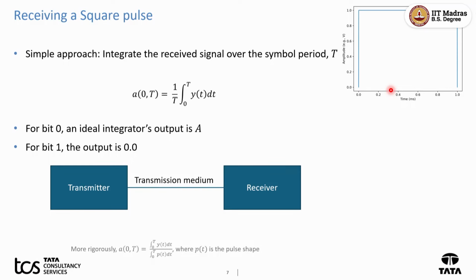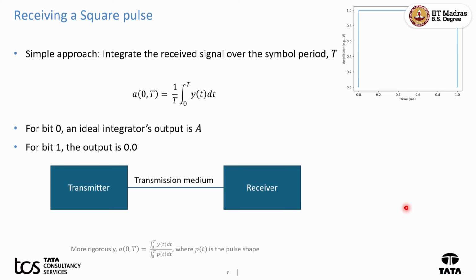This is what I would like to do. Suppose we integrate this signal in that symbol period. So, the integral of y of t, what has been received. If y of t is 0, the integral will be 0. But if y of t is A, the output of the integral is A after we normalize by 1 by T. This is simple. So, if I get A at the output of the integrator, bit 0 has been transmitted. If I get 0 at the output of the integrator, bit 1 has been transmitted. Fairly simple.